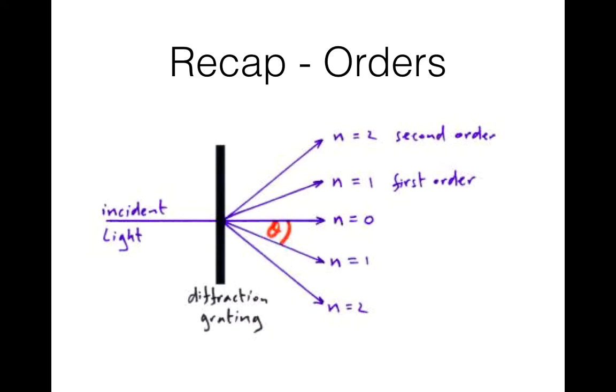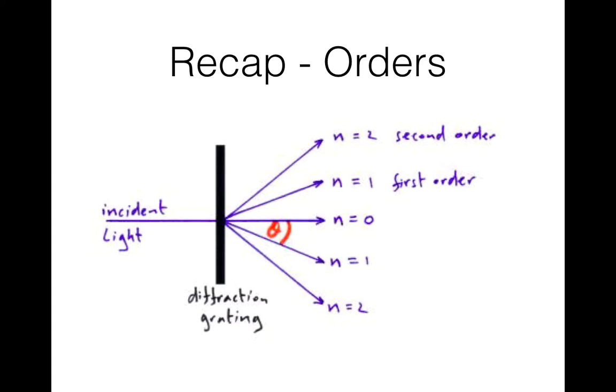And what the n equals 1 represents is that the light from one of the sources is out of phase by 1 wavelength from the adjacent source. So the light from one of the slits is out of phase by 1 wavelength from the adjacent slit. What n equals 2 represents is that the light from one slit is 2 wavelengths out of phase with respect to the light from the adjacent slit.